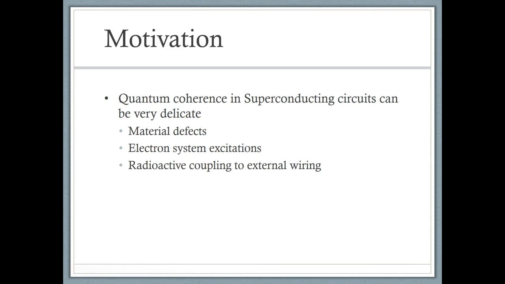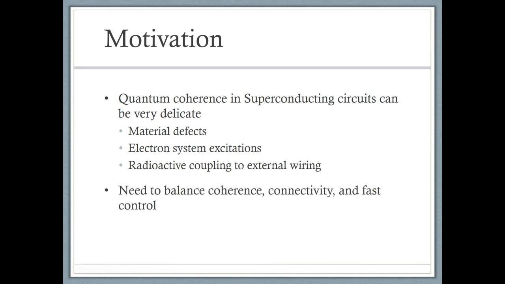And this is also why superconducting qubits need to be placed at ultra-low temperature. It needs to be as low as about 30 millikelvin. And thirdly, radiative coupling to external wiring, and this is why the structure of the transmon is very important. Other factors are also very important, such as connectivity and fast control. So this is basically the motivation for creating the X-bond, which is basically an improvement to the classical transmon.